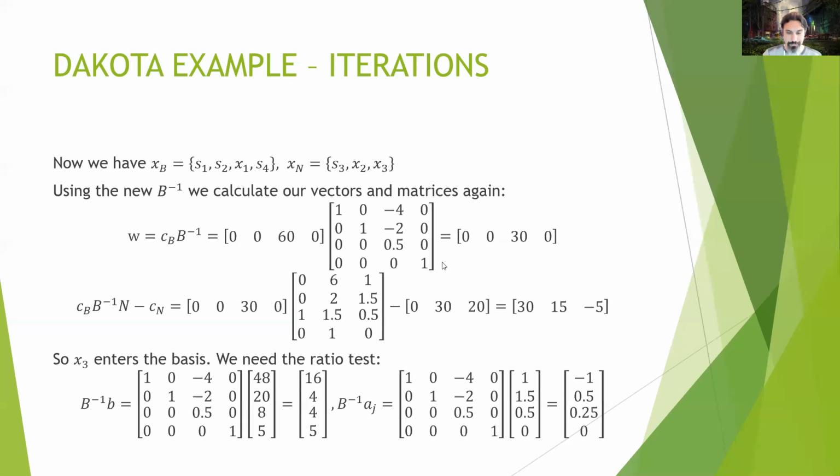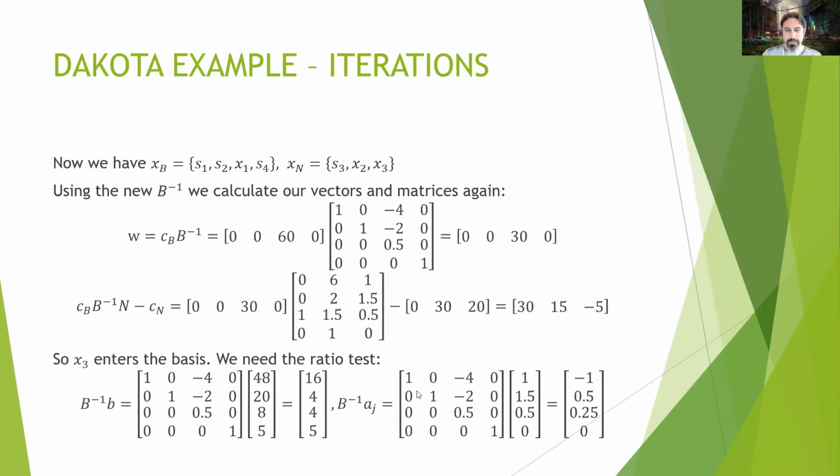And for Xn, I have to find the current constraint coefficients in the table. So these will be calculated by multiplying B inverse with N if I want to find all of them, but I don't want to find all of them. I just want to find the ones for X3, because X3 is what I'm looking for, because it's going to enter the basis, enter the solution. So B inverse times Aj, which is the coefficients for X3, which were 1, 1.5, 0.5, 0.5, and 0. So this multiplication gives me minus 1, 0.5, and 0.25, and 0.